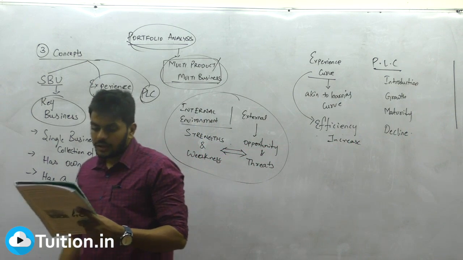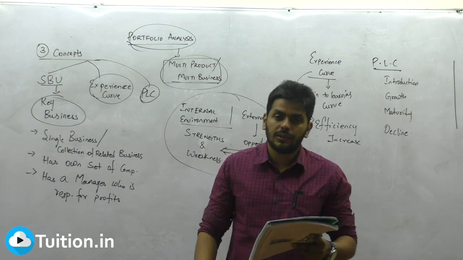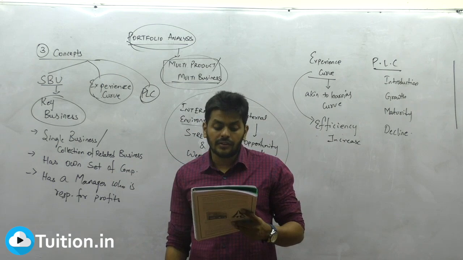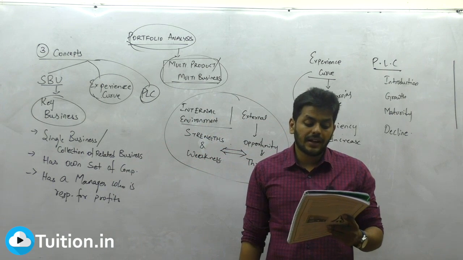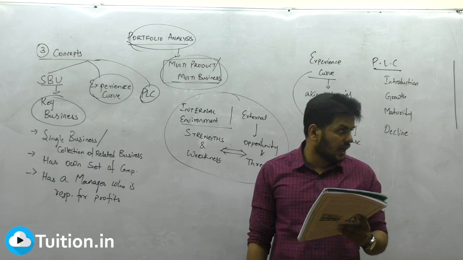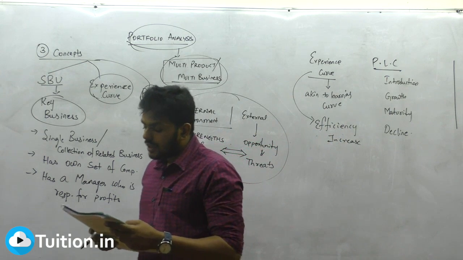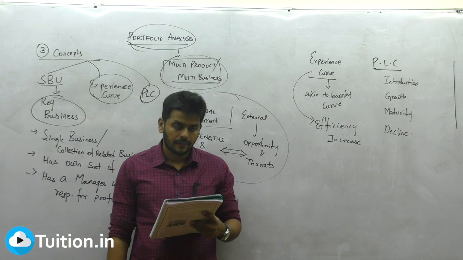Everybody concentrate. Another important concept in strategic choice is that of the product life cycle. It is a useful concept for guiding a strategic choice. Essentially, product life cycle is an S-shaped curve.